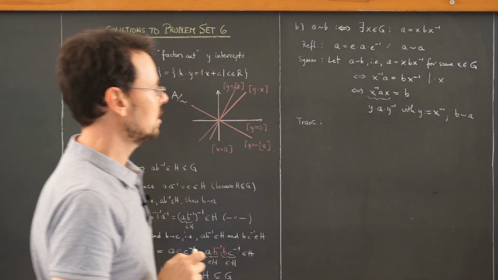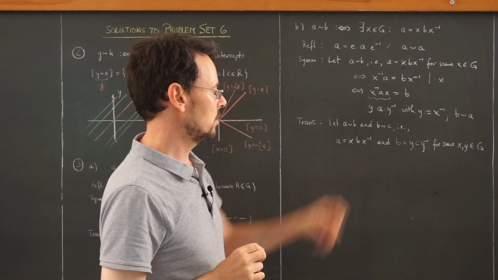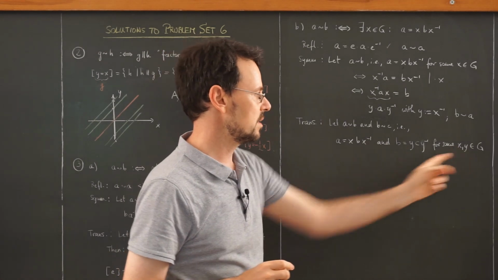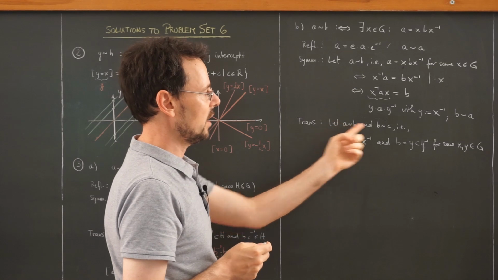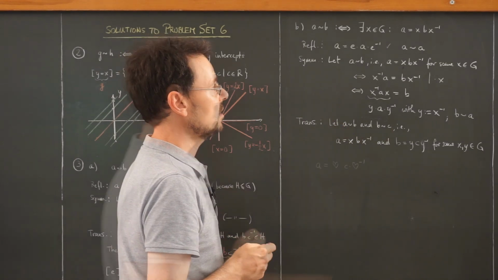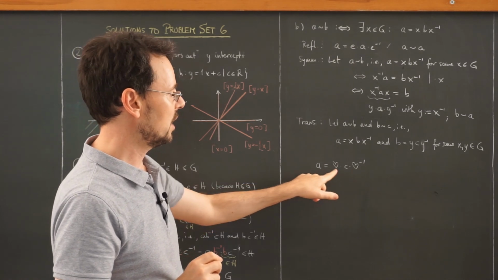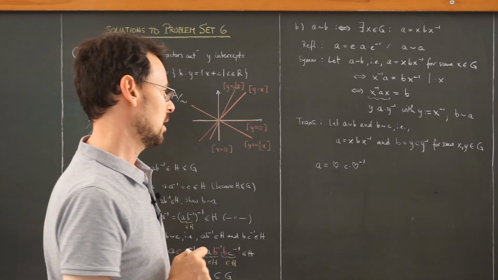Finally, transitivity. So we assume that A is in relation to B, B in relation to C, meaning exactly this for some group elements X and Y by definition. And then we have to conclude that A is in relation to C. So we need some element H of this group such that A can be written like that, where the C is in the middle.